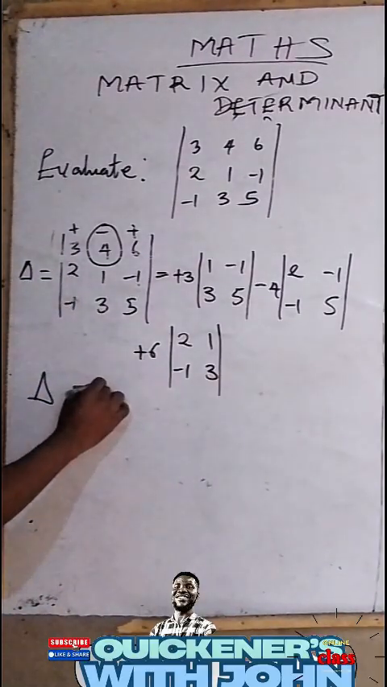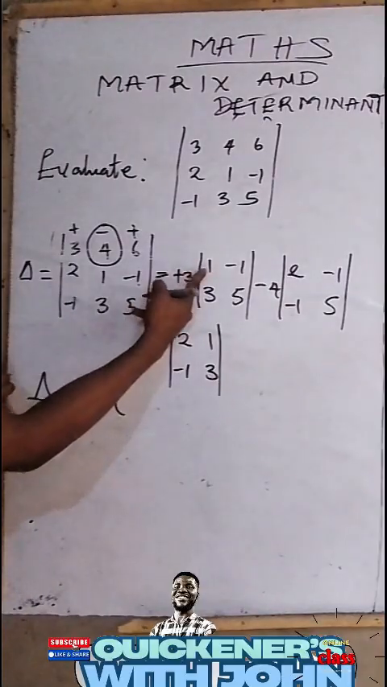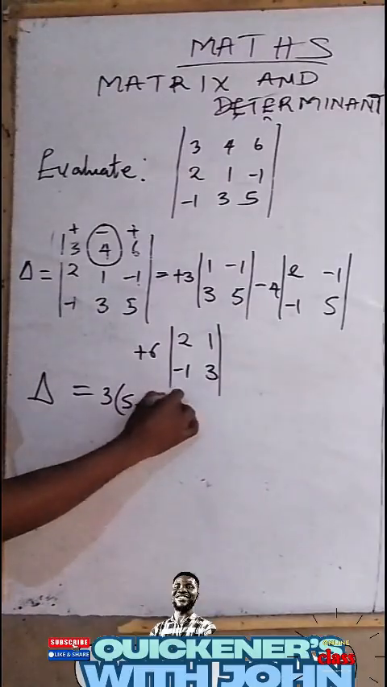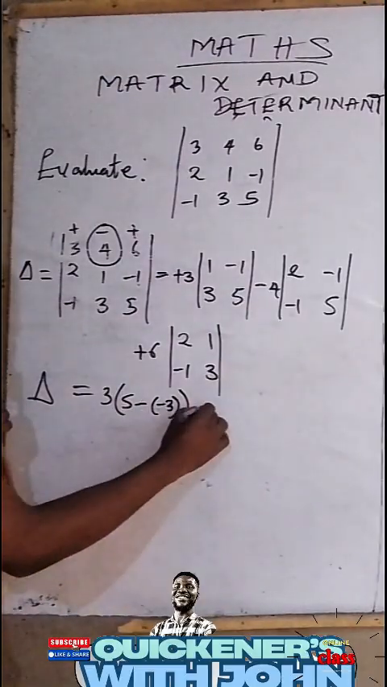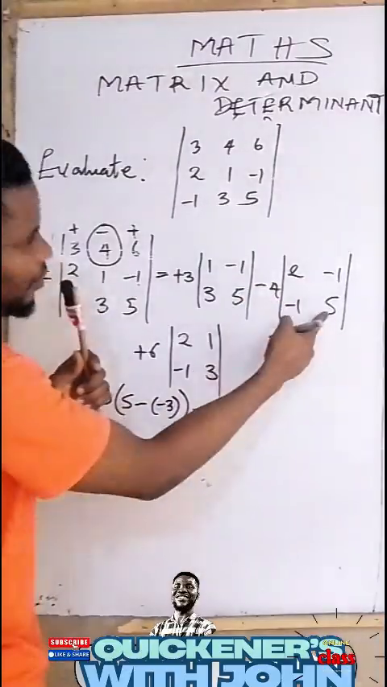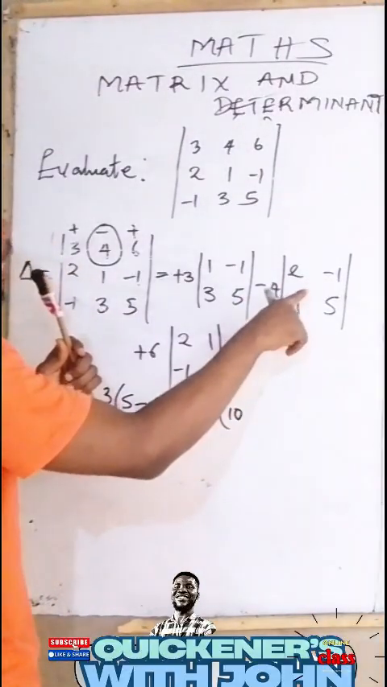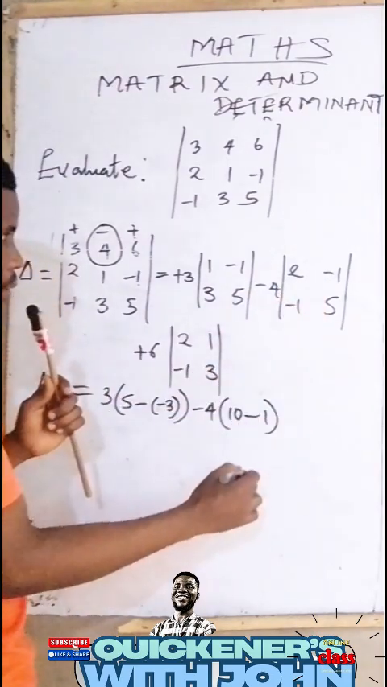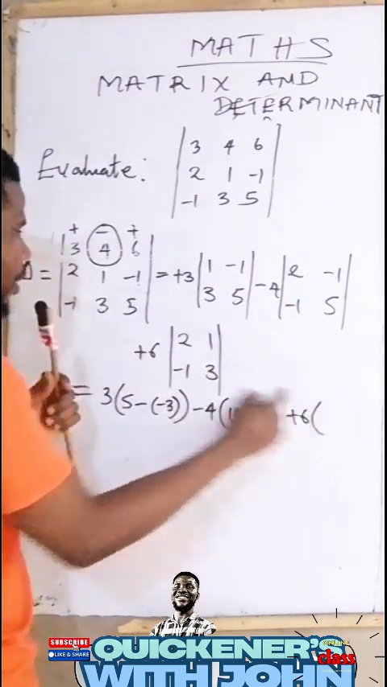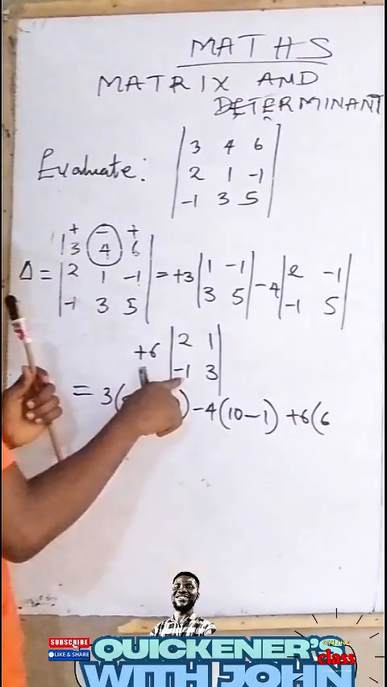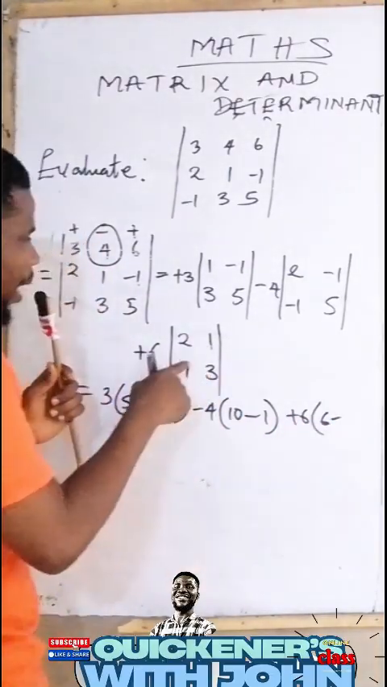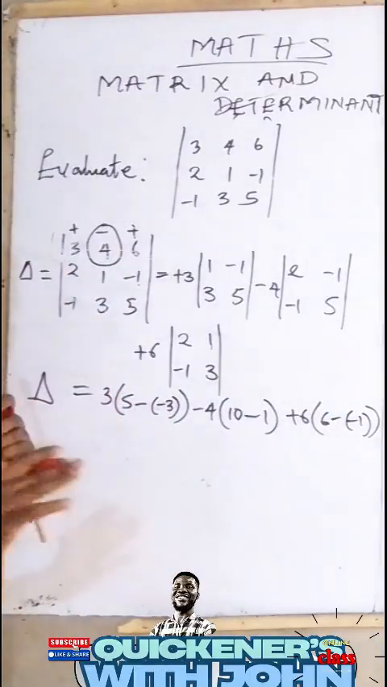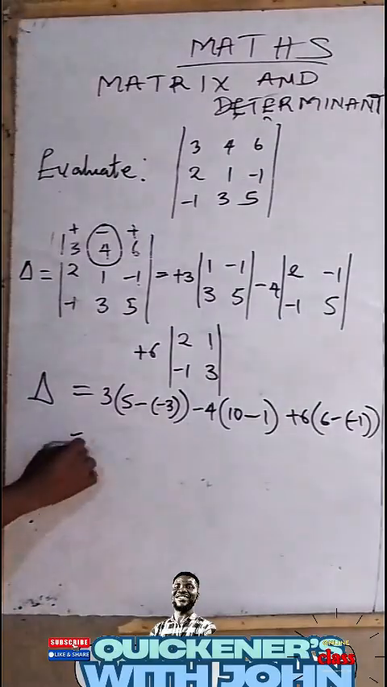will now be 3, open bracket, remember, 1 times 5, that is 5, minus 1 times 3, that's minus 3. You understand, right? Then minus 4, open bracket, 2 times 5, that is 10, then minus 1 times minus 1, that is 1. Then the next one, plus 6, open bracket, 2 times 3, that's 6, minus 1 times minus 1 times 1, that's minus 1. You understand? So you have your initial minus, okay?